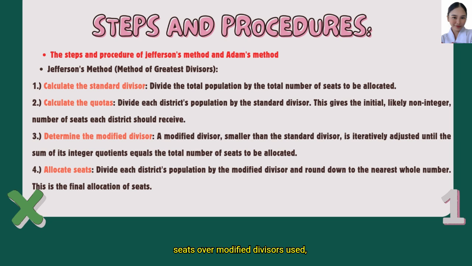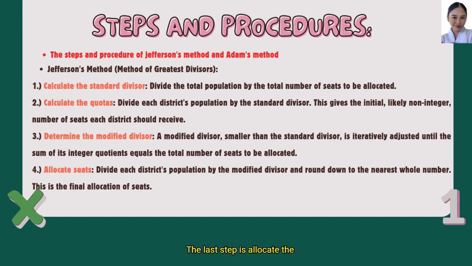a modified divisor is used. This divisor is smaller than the standard divisor. The modified divisor is found through trial and error, typically starting slightly below the standard divisor and iteratively adjusting until the sum of the integer parts of the quotas using the modified divisor is equal to the total number of seats.